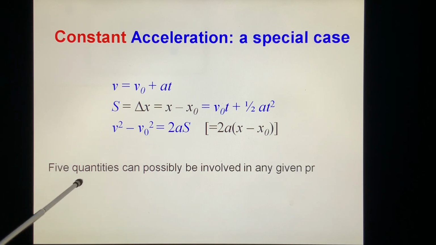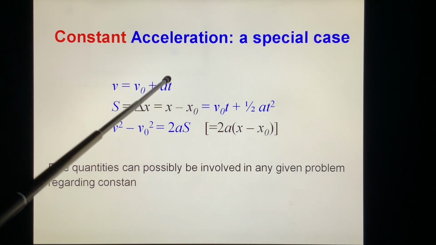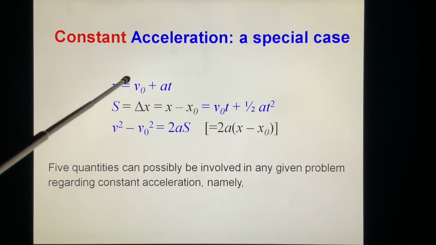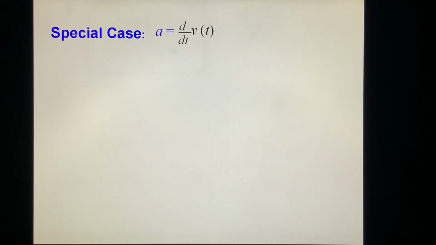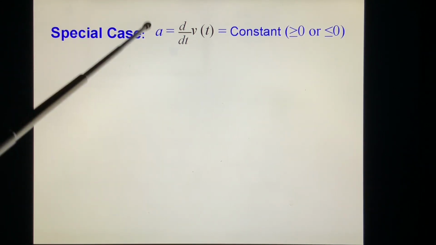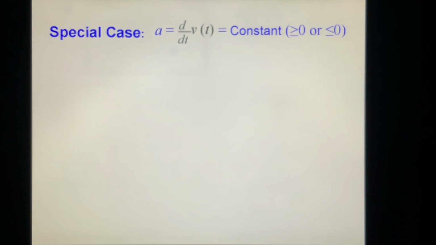You have five quantities: v, v0, a, t, and s. We have three equations. So in order to find the answer, at least we have to know three out of these five. Now, special case. Okay, a is constant. a can be larger than 0 or smaller than 0.